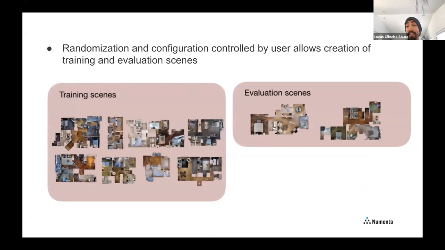And one nice thing that we discussed is that usually in reinforcement learning, there is no division between training and evaluation scenes. And in this case, that's something they thought about. Since you have this option of randomizing, you can actually do that. So you have this distinction between training and evaluation. During test time, you don't actually see the same data you saw during training, which I think for reinforcement learning is a huge step.